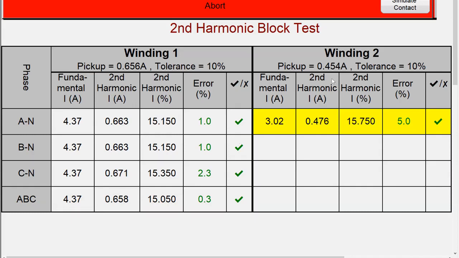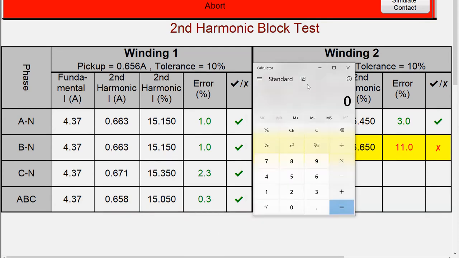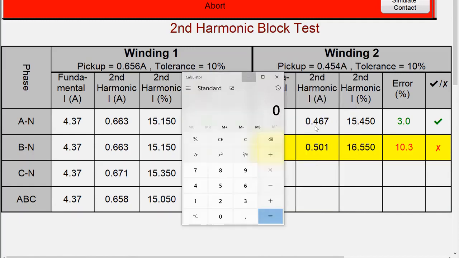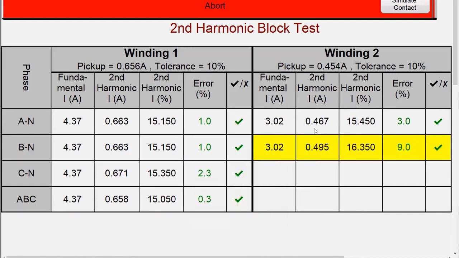So the test has moved on to the winding 2 now. Here my pickup value is 0.454. That's based on the calculation again. Let's take a look into this calculation. So it's the ratio between your harmonics with respect to your fundamentals. The moment my harmonic percentage goes close to the 15%, it's going to trip.